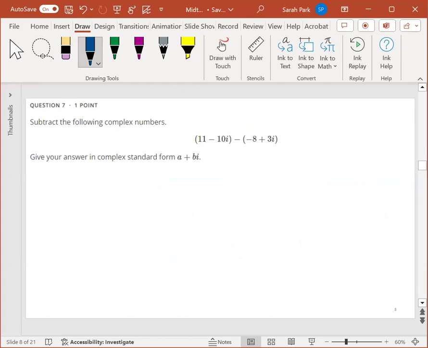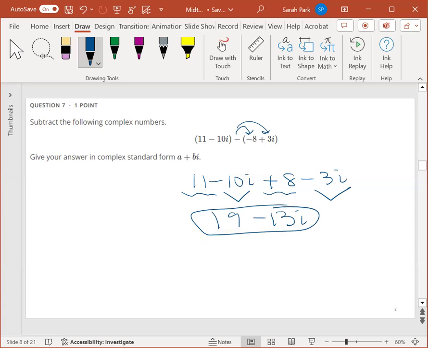Okay, number 7, subtract the following complex numbers. We have 11 minus 10i minus negative 8 plus 3i. Let's first distribute the negative. We have 11 minus 10i. That can come off the parentheses because there's nothing to distribute. If we distribute the negative, we have plus 8 minus 3i. Then combine like terms, right? 11 plus 8 gives you 19. Negative 10i minus 3i is negative 13i. So we have 19 minus 13i.